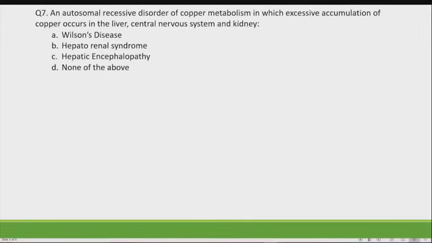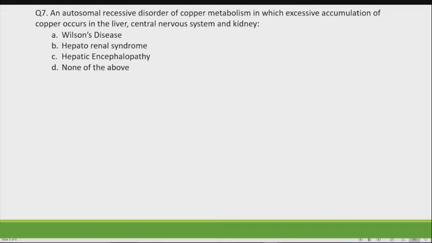Question number 7. An autosomal recessive disorder of copper metabolism, that is a genetic disorder in which excessive accumulation of copper occurs in the liver, central nervous system and kidney. The options are Wilson disease, hepatorenal syndrome, hepatic encephalopathy or none of the above.